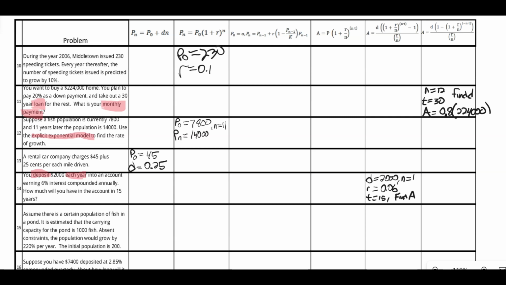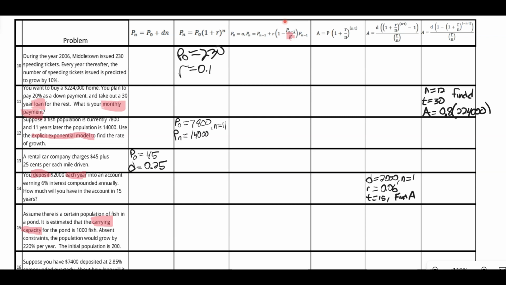Great. Number 15, assume there is a certain population of fish in a pond. It is estimated, okay, here's the key word, carrying capacity. That's the only carrying capacity. I like to say carrying with a K. That's the one with the K in the formula. Probably won't use this formula very often. It's one of the fewer used applications in the course, but I've seen it on tests. I don't know if I've seen it definitely in the homework.